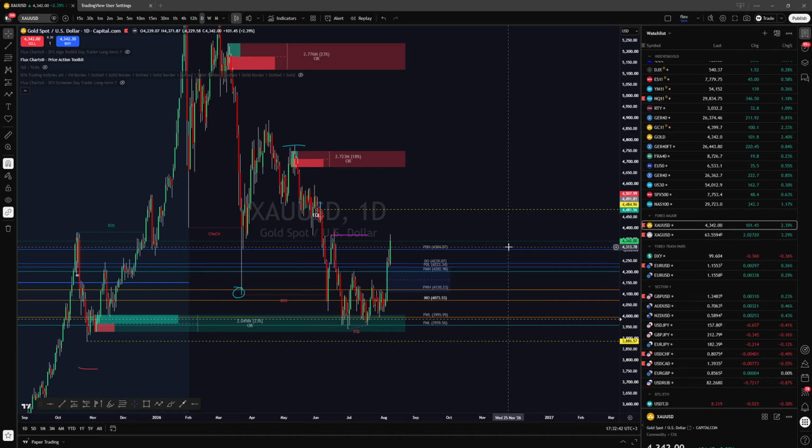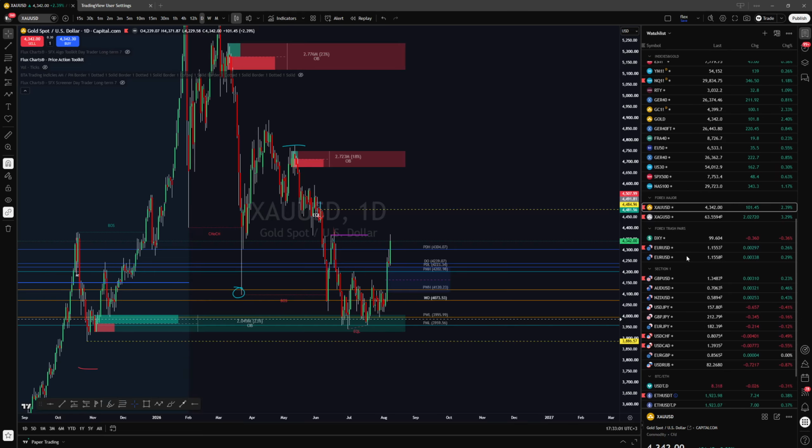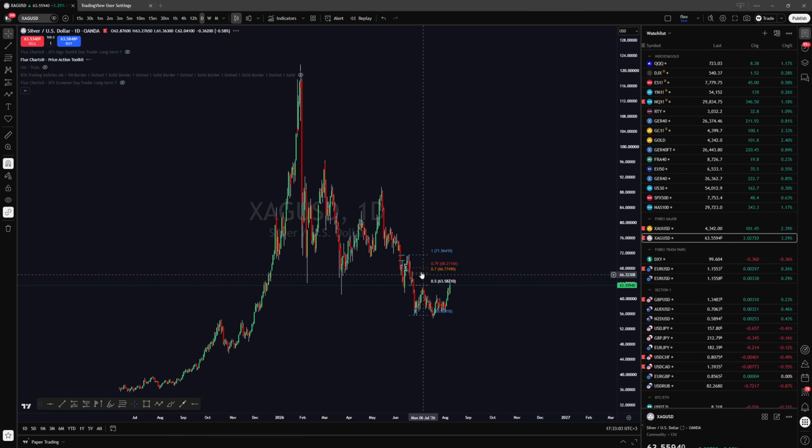Uncertainty in the markets, fear of an AI bubble. Gold became more of a protective asset rather than a speculative asset. Okay, yeah, silver is exactly the same.